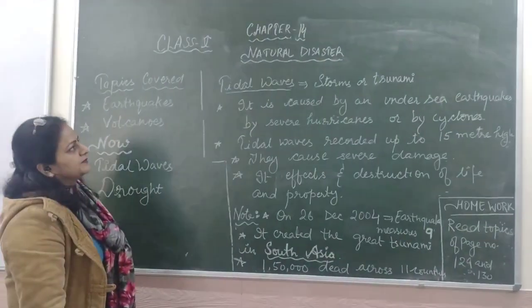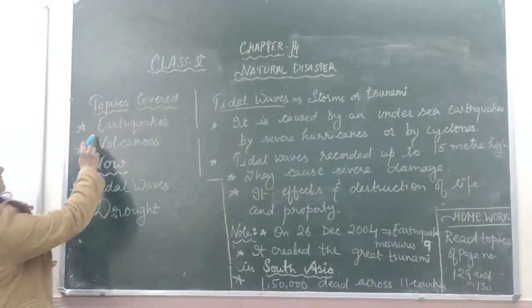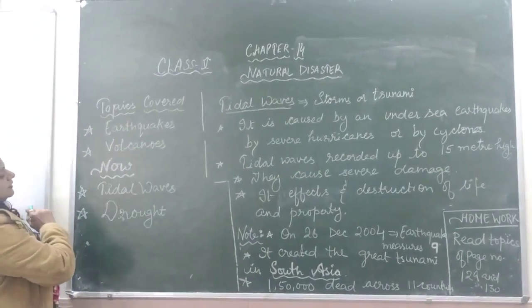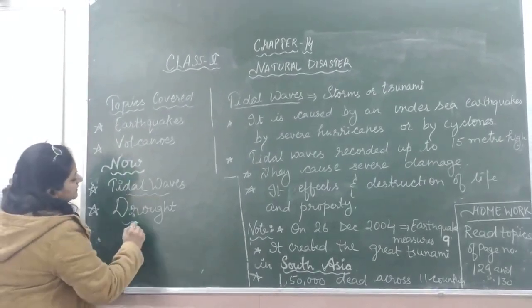We will continue the chapter Natural Disaster, chapter number 14. Yesterday we covered the topics earthquakes and volcanoes. Today we will take the topics tidal waves and drought.